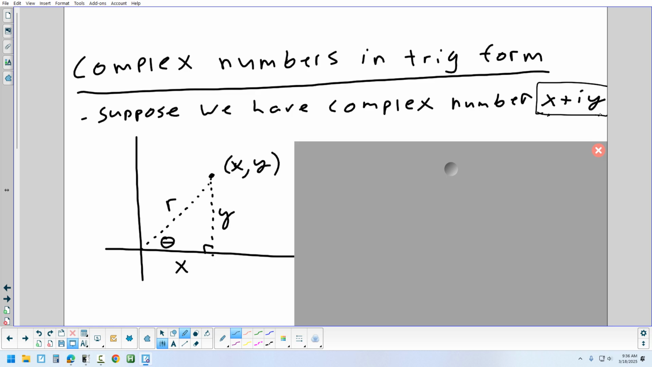Okay, so this is a complex number. X is the horizontal movement. Y is the imaginary, so that's the vertical. All right, so to write it in trig form, one thing you need to know is R. Does anyone have a guess what the R stands for?